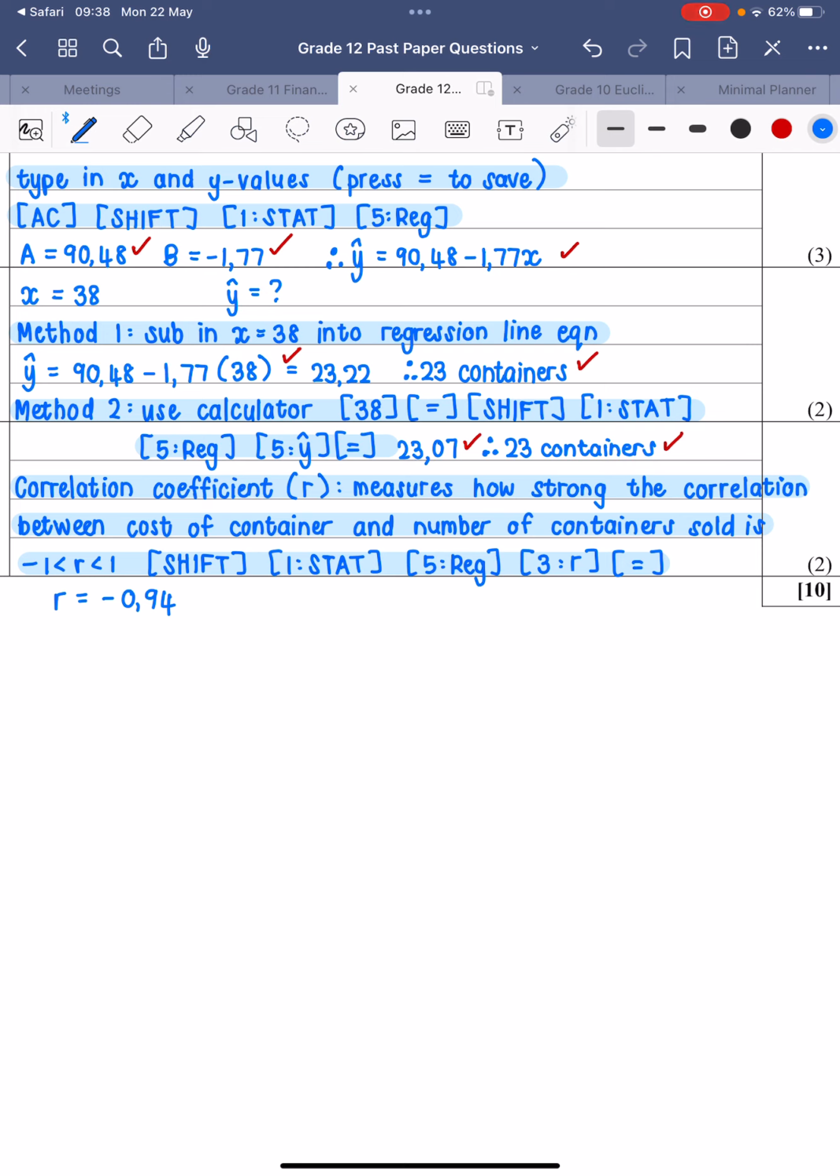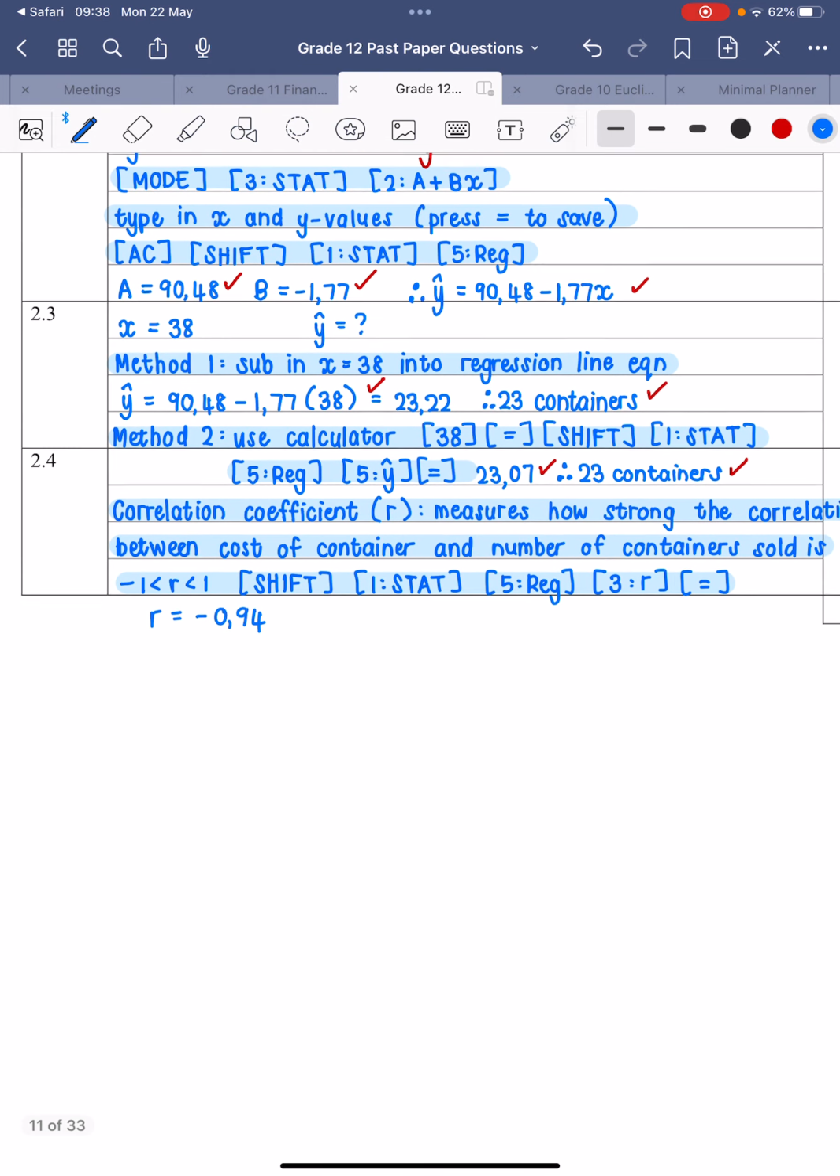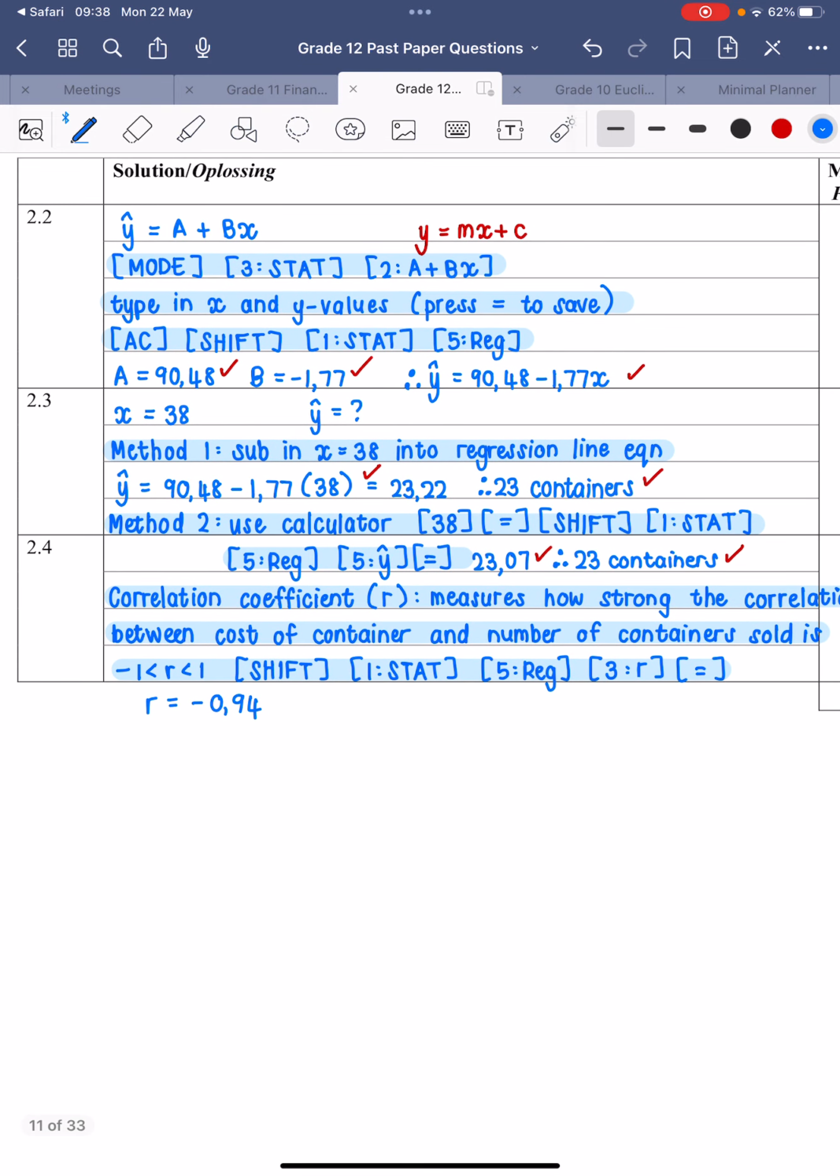But what they were asking here, again, I'm going to just read through the question. They said, and comment on the accuracy of your answer to question 2.3. Now guys, what we did in 2.3 is we made a prediction, right? We say that if the cost per container is 38 Rand, then we predict that they're going to sell about 23 containers, all right? That is a prediction. We've used the information, the X and the Y values, to predict that. Now they're asking us, is this actually an accurate prediction? Can we expect that it will be close to 23?